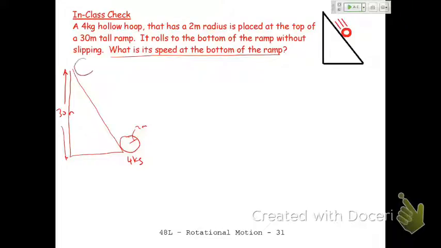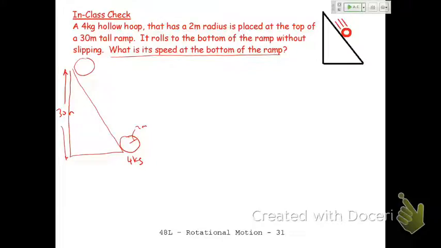At the top, I hold it before I let it go. At the top, what kind of energy has it got? Gravitational potential energy. At the bottom, what kind of energy has it got? Be more specific. Is it sliding or is it rolling? It's rolling. So it has two forms of kinetic energy. It is translating and it is rolling. If it slid down, it would only have translational. Because it's rolling, it's got both.